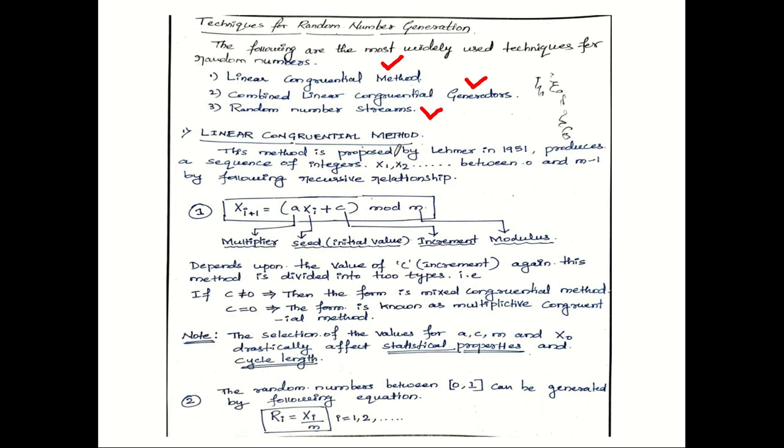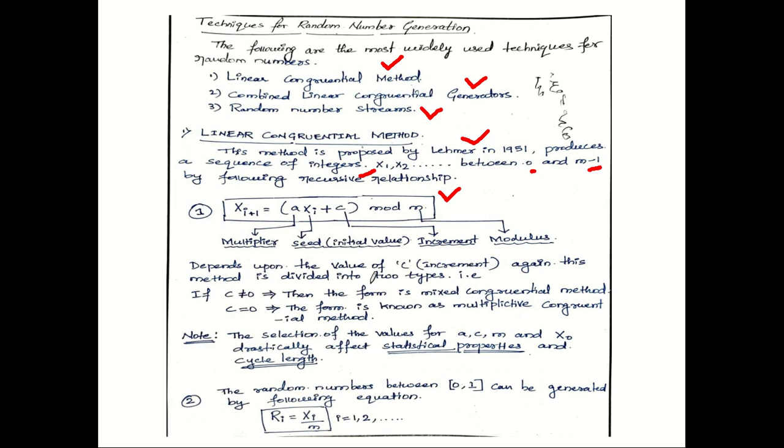So the linear congruential method was proposed by Lehmer in 1951 and produces a sequence of random numbers x1, x2, between 0 and m minus 1 by following a recursive relationship. This equation is used to produce a sequence of random integers x1, x2, and so on, from 0 to m minus 1. Here a is the multiplier, x0 is the seed, that is the initial value, c is the increment parameter, and m is the modulus.